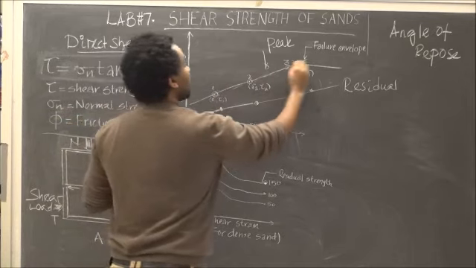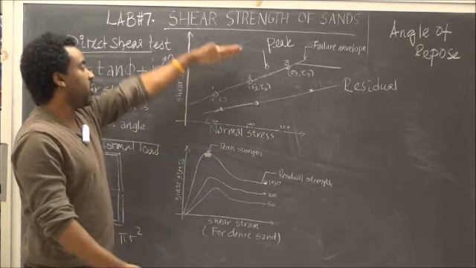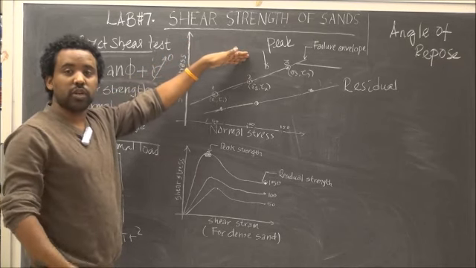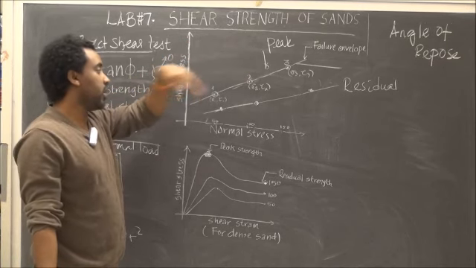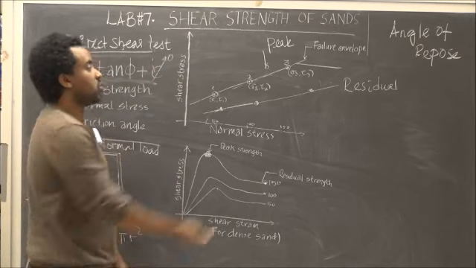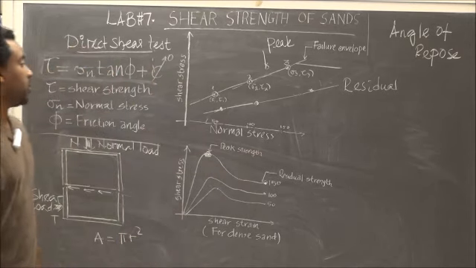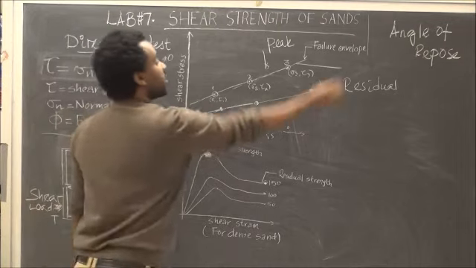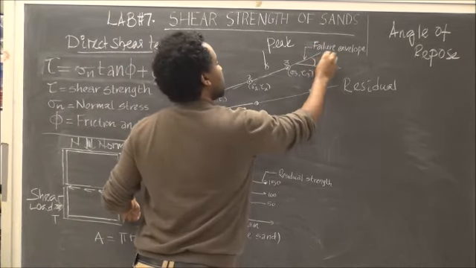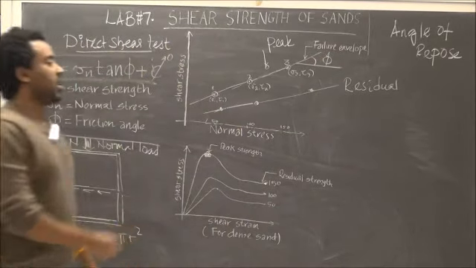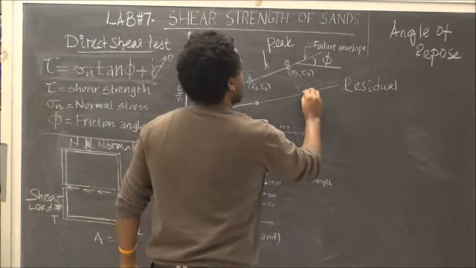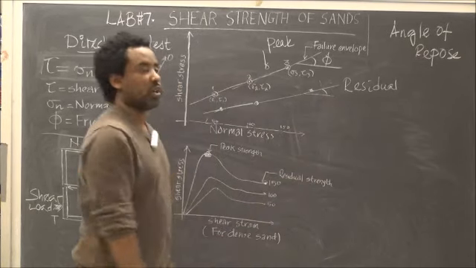When we say failure envelope, beyond this stress the soil can no longer take the load. That's why it is called the failure envelope. From this failure envelope, we get from the slope the friction angle for the peak stress and for the residual one.